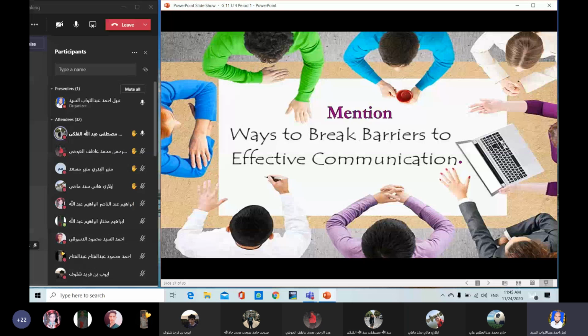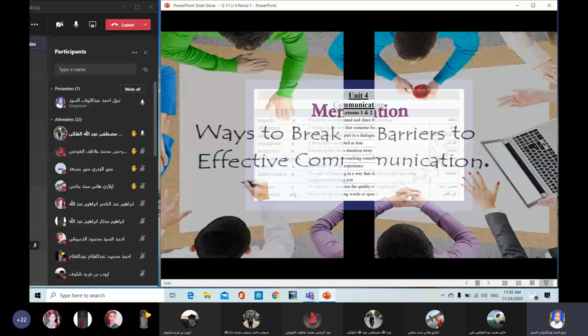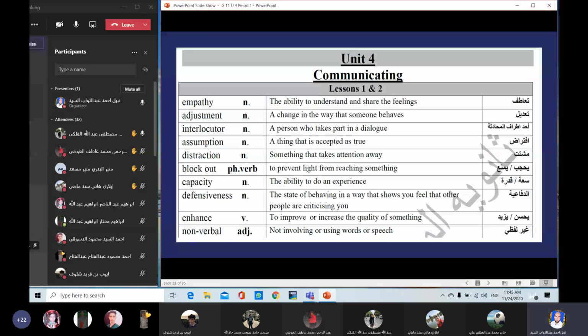So let's revise the new vocabulary we studied yesterday. Let's learn them, read the definition and the Arabic meaning: empathy, adjustment, interlocutor, assumption, distraction, block out, capacity, defensiveness, enhance, non-verbal. Please read the definitions so that you will be able to answer the next question. You are going to fill in and choose the correct word that suits the sentence.